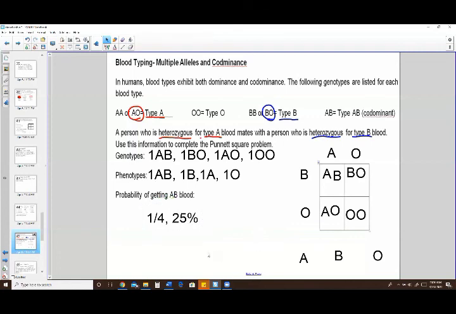Right. The last thing I want to talk about is for these genotypes and phenotypes. If you have BO and BB, both of those combinations give you type B for the phenotypes, and if you have AO and AA, then that combination will give you type A. Okay, so those are the exceptions to Mendel.